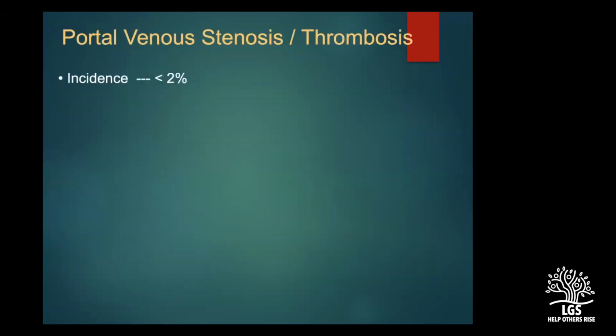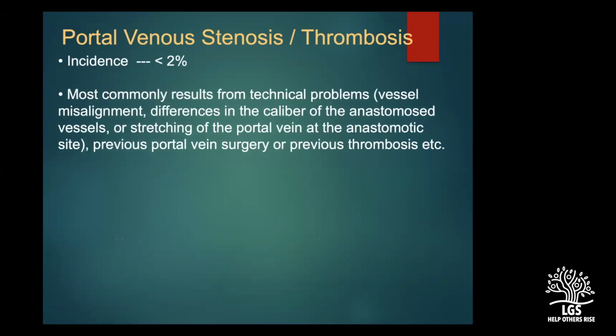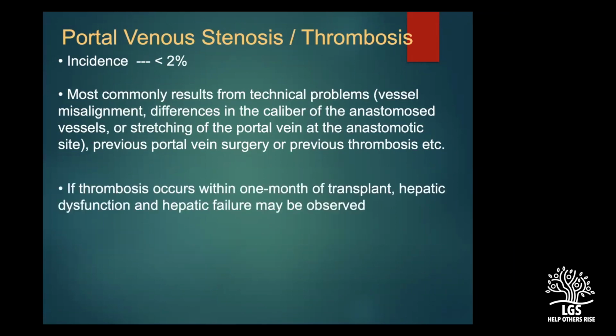Portal vein stenosis or portal vein thrombosis incidence is less than 2%. As I said, it's usually biliary and the hepatic artery complications which are very common. It most commonly results from technical problems, or because of the differences in the caliber of the anastomosed vessels, or because of the stretching of the portal vein at the anastomotic site, previous portal vein surgery, previous thrombosis, etc.